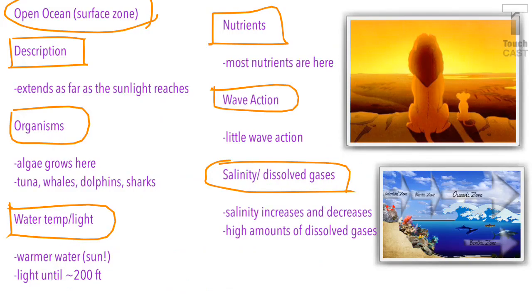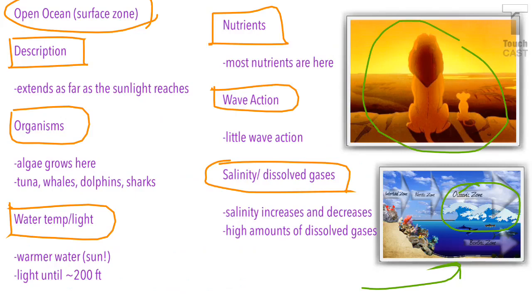Okay, our next zone is technically two zones, even though they're both called open ocean. The first one is the surface zone. If you'll look, guys, I have several pictures over here. This picture lets you know that this is the ocean zone, and we're going to break it down into surface zone and deep zone. So we're talking about the surface zone. It extends as far as the light touches, okay? Everything the light touches, that's the surface zone.